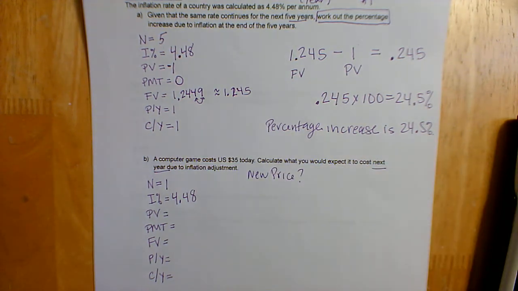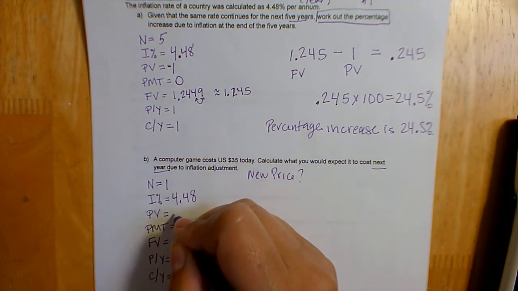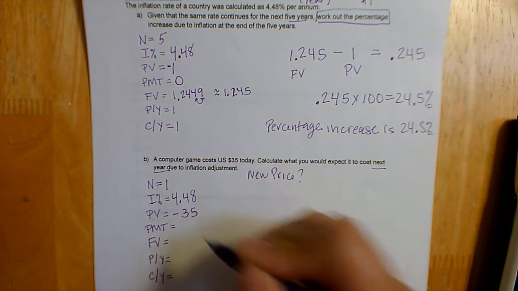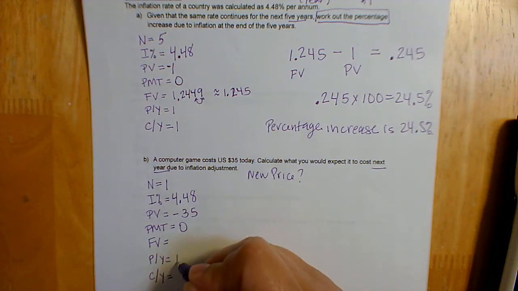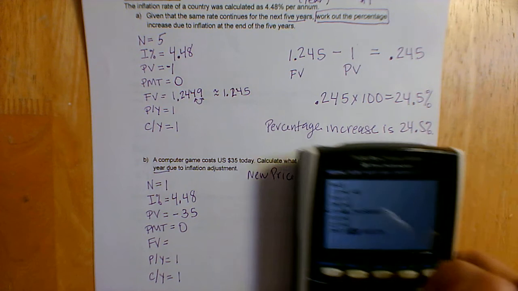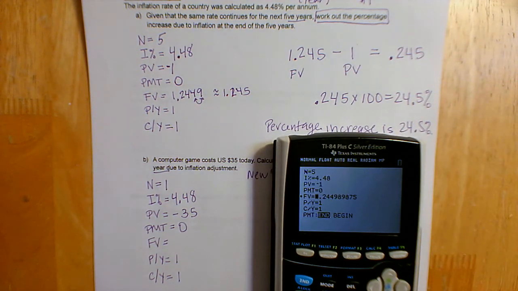Okay, how is it going to adjust? All right, so our present value, remember, is negative 35. We're not making any payments yet. That's coming up next in the next lesson. We want to know our future value, and our PY and CY are 1. All right, so let's go to our calculator.